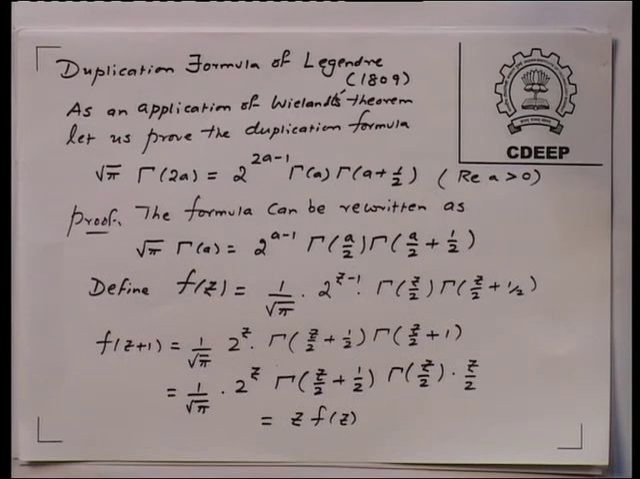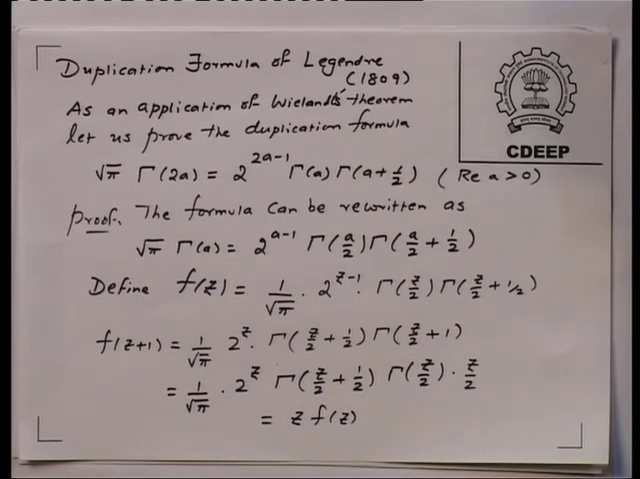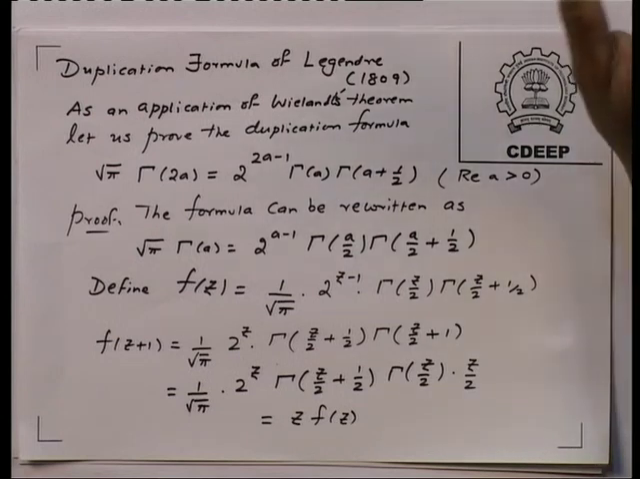Root pi gamma 2a equals 2 to the power 2a minus 1 gamma a plus half. This is a remarkable formula. I will tell you why it is remarkable later. First, let us get through with the proof. The formula can be rewritten as root pi gamma a equals 2 to the power a minus 1 gamma a by 2 plus half. Please note, don't write all the details, just write the duplication formula. That is all that you really need for your exercises.